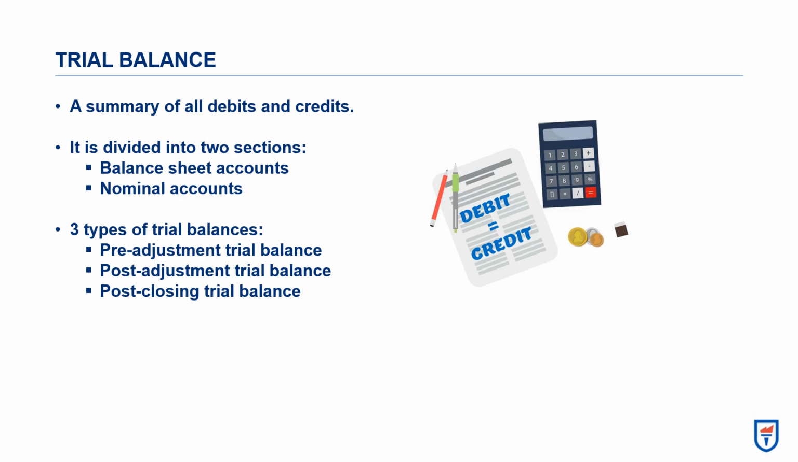What does that mean? It means income and expenses under the nominal account section will be closed off. When you are closing them off, you're closing them off against the trading account and also against the profit and loss account. Once you close them off, you will find what is called the post-closing trial balance.